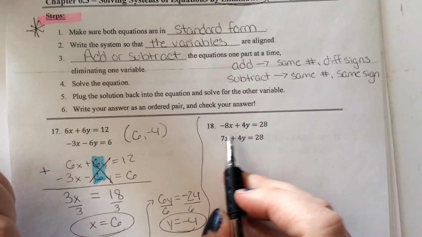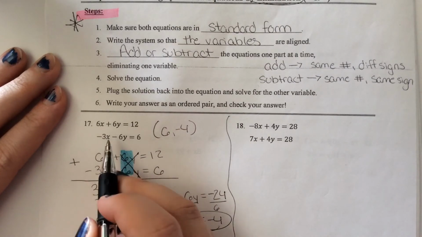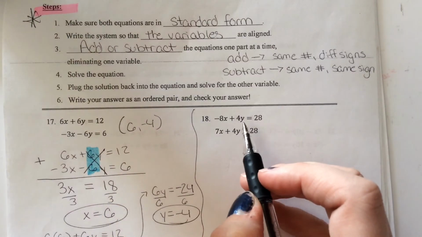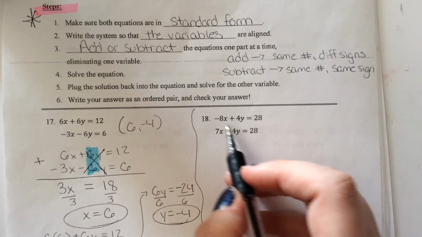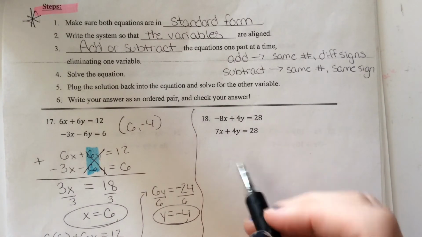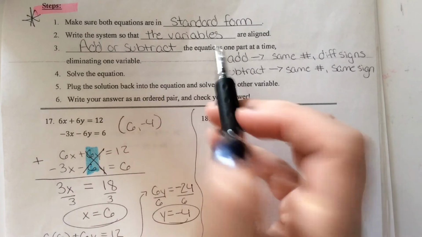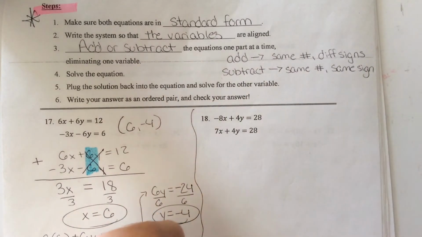I don't think I need to rewrite this one. It looks like they are pretty good aligned. Do you see why I rewrote this one? Because it was slanted. I didn't like it. These ones seem to be aligned pretty well, though, so I'm just going to leave it the way it is. Then step 3 says add or subtract. How do you know whether to add or subtract?